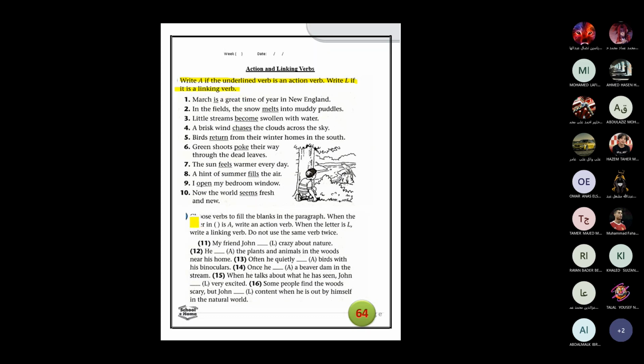Okay, to be guided. And this is the head of the question for the next question. Read it to be guided and to understand what you have to do. This is called the head of the question. So read the head of the question, guys, to know what the question needs to be answered. Page 64 in your booklet. Solve it and send it, please.